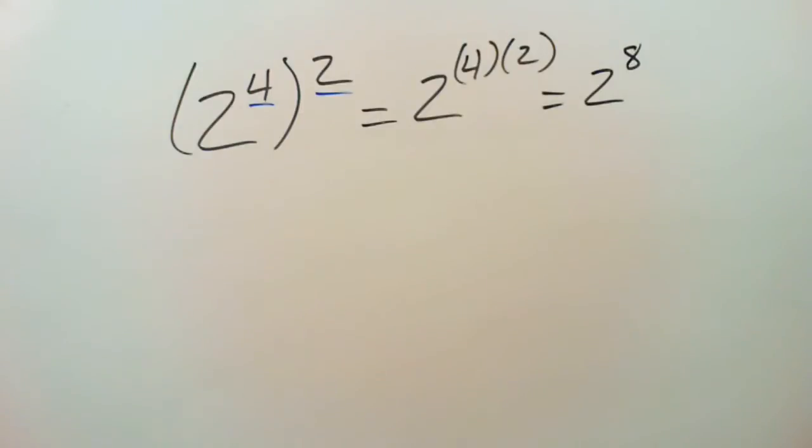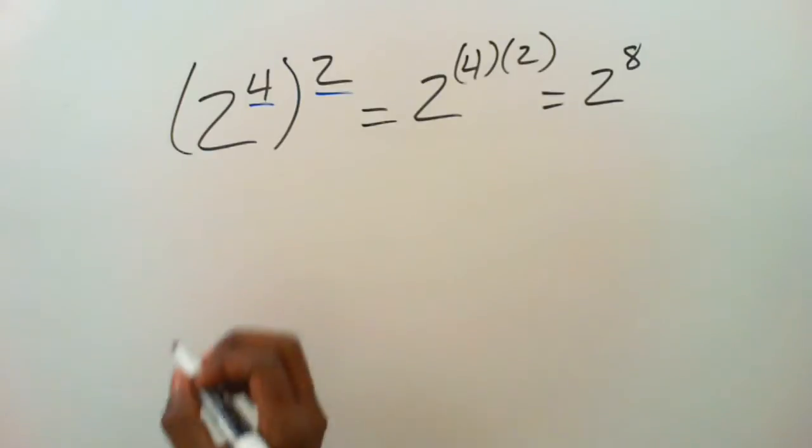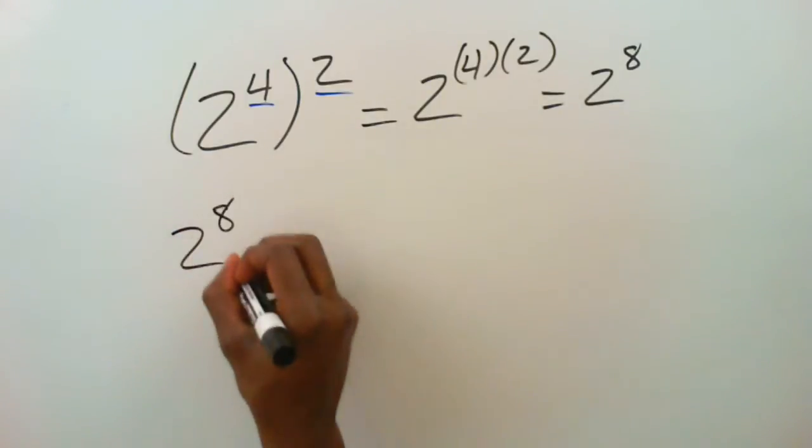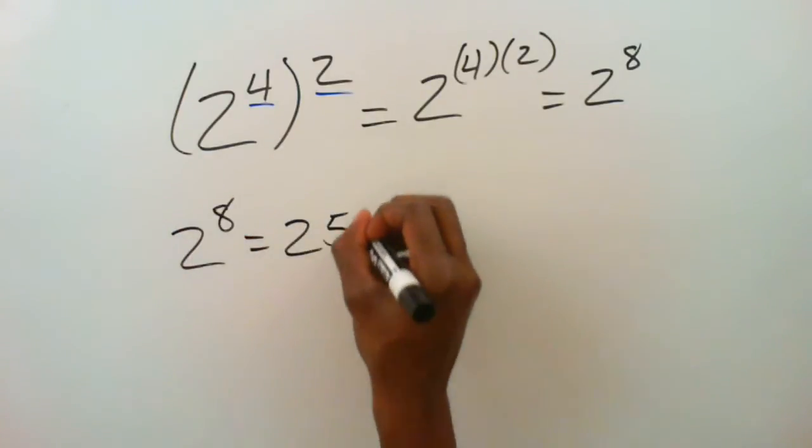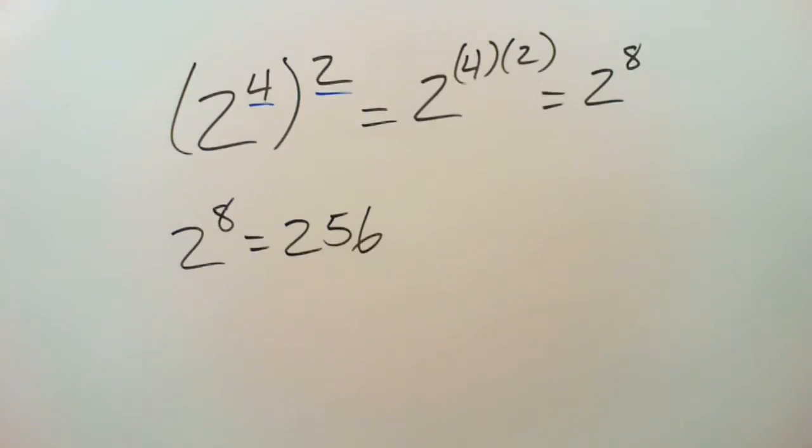After applying the rule for a power to a power, the problem is reduced to 2 to the eighth power. At this point, we want to raise 2 to the eighth power. Doing so, we get 256 as the answer.